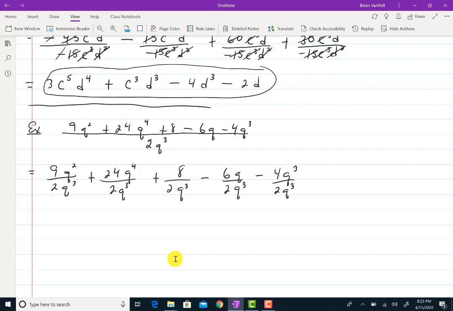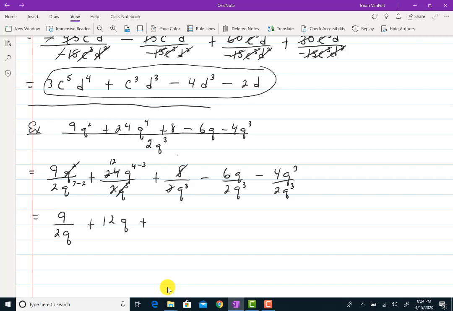And we'll start canceling. So the very first piece, I noticed the q to the third, the higher power, is in the denominator. So when I cancel, I'll subtract 2 off the exponent in the denominator, and that will leave me 9 over 2q. For my next one, 2 goes into 24 12 times. This time the higher exponent is in the numerator, so I'll subtract that way, and I'll get 12q.